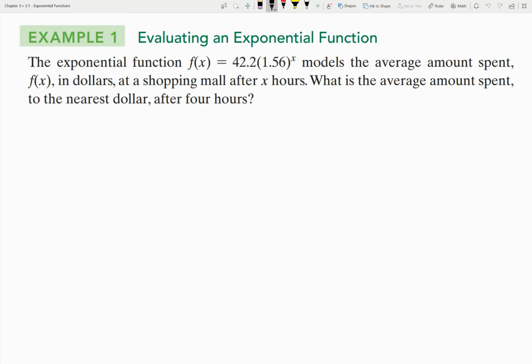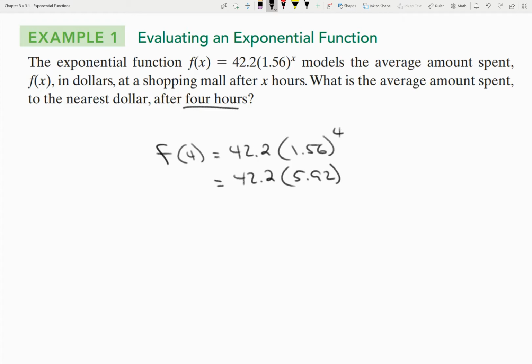For instance, the exponential function right there models the average amount spent in dollars at a shopping mall after x hours. What is the average amount spent after 4 hours? So we're basically finding f of 4. We're going to take 42.2 times 1.56, and we're going to raise it to the 4th power. Remember, order of operations, the exponent comes first. So 1.56 to the fourth power is going to be 5.92. And then we just multiply by 42.2.